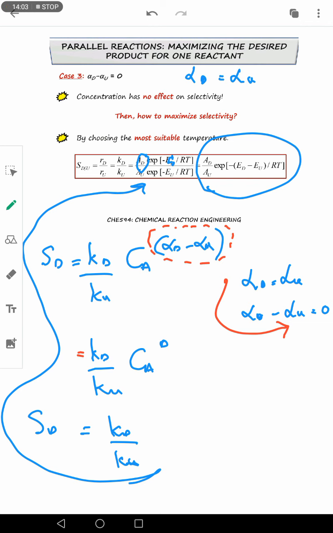So bermakna kalau in order for you to ensure that the selectivity to be high, you have to deal with temperature for this case. Dari segi ni alpha D equals to alpha U, dia dah tak guna reactant lagi. Dia just kena guna in terms of activation energy and also temperature.